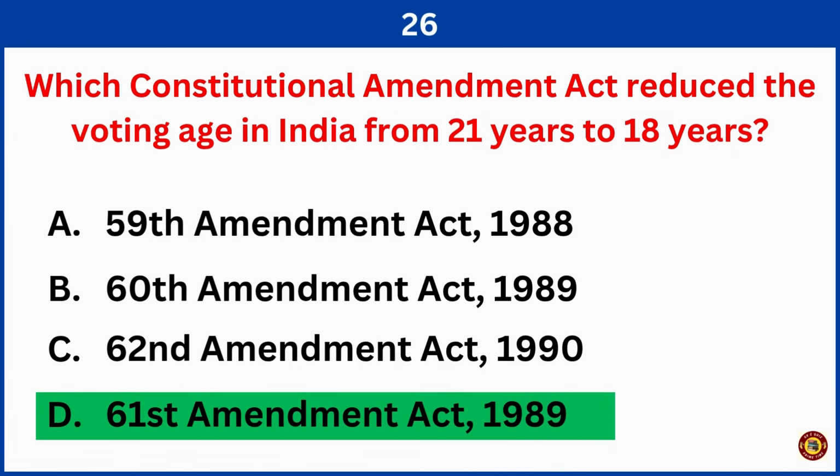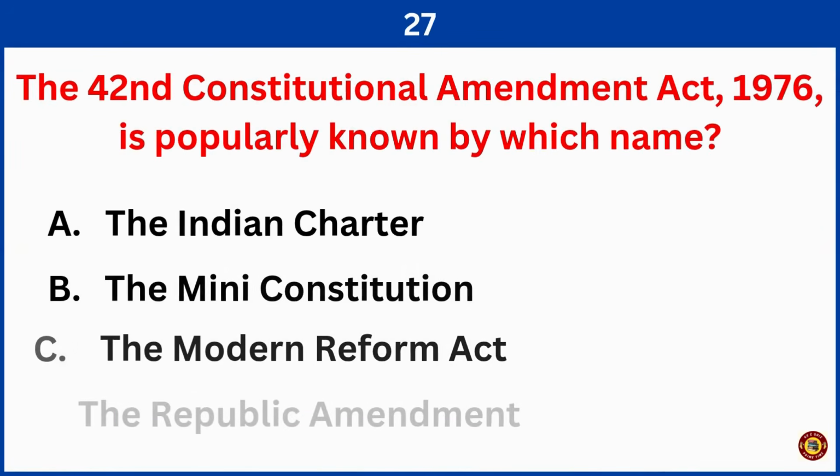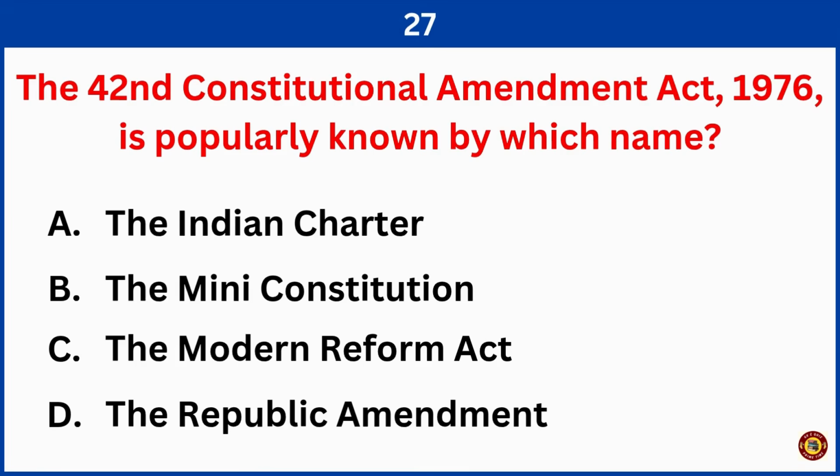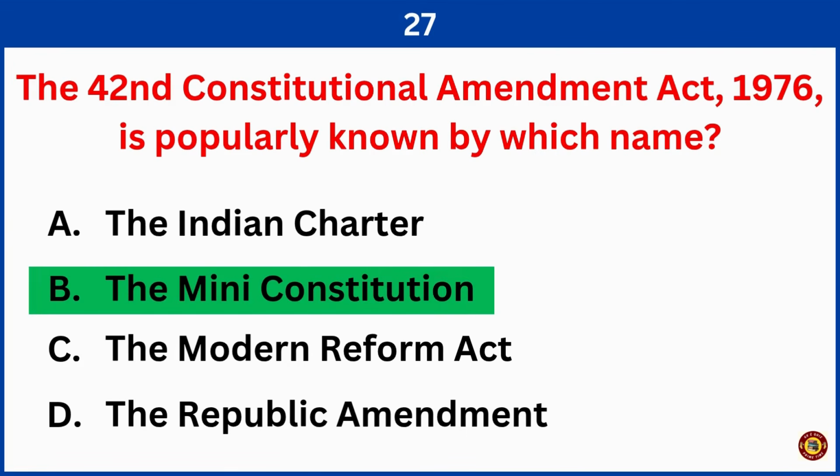Right answer is option D, 61st Amendment Act 1989. The 42nd Constitutional Amendment Act 1976 is popularly known by which name? Correct answer is option B, the Mini Constitution.